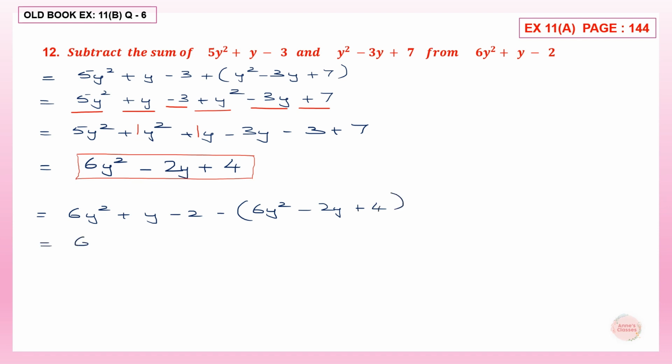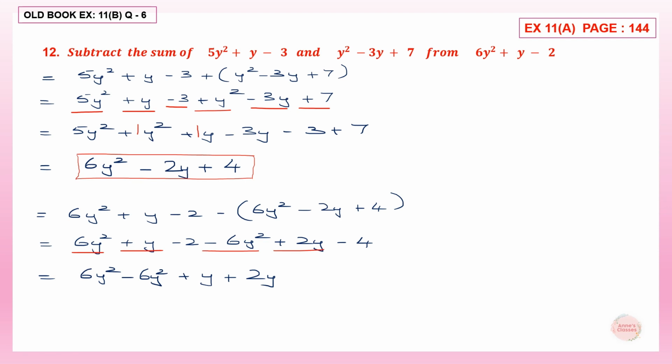So now let's remove brackets. 6y square plus y minus 2. Before brackets we have a minus sign. So change the sign of all the terms inside. Minus 6y square plus 2y minus 4. Now let's get the like terms together. Here we have 6y square, we have minus 6y square. Let's write that. 6y square minus 6y square. Then let's look at the y's, plus y and plus 2y. So here we have plus y plus 2y. Then the numbers minus 2 minus 4. So let's write that. Minus 2 and minus 4.